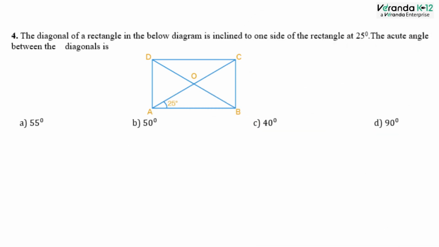Question number 4. The diagonal of a rectangle in the below diagram is inclined to one side of the rectangle at 25 degree. The acute angle between the diagonals is. Options given are A 55 degree, B 50 degree, C 40 degree and D 90 degree.